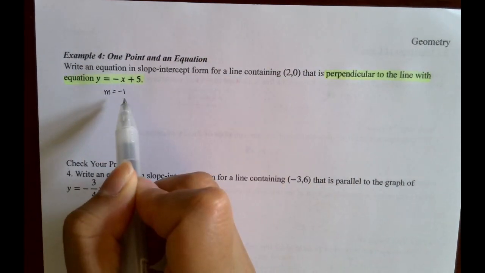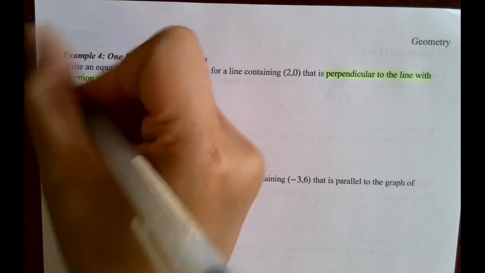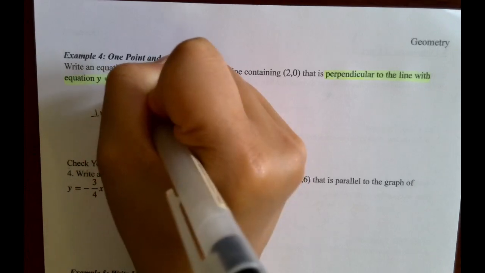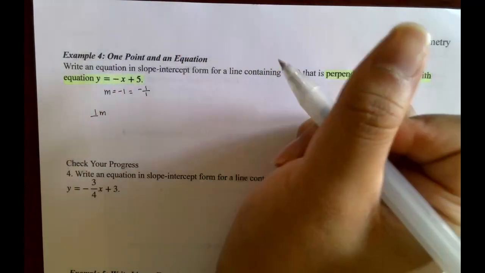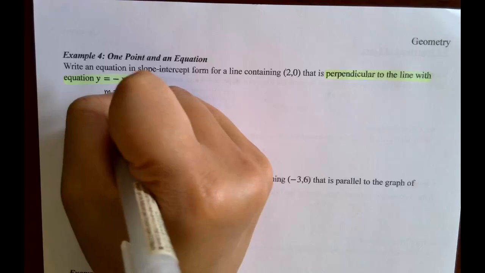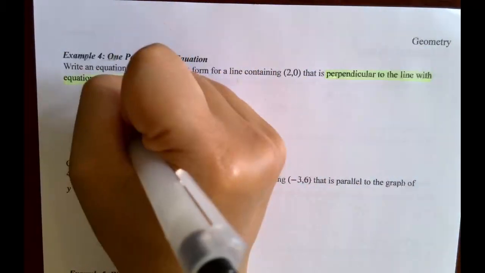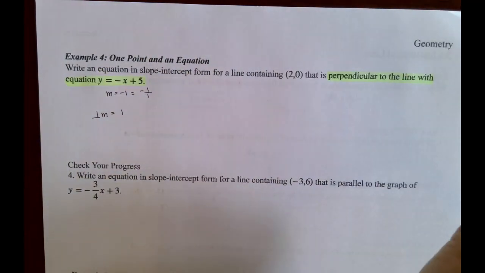If I want it to be perpendicular to it, I want the perpendicular slope, right? So -1, you can think of it as -1/1. Okay. So perpendicular should be opposite sign, so it should be positive, and then flipping the 1/1 is still 1. So my new slope is +1.